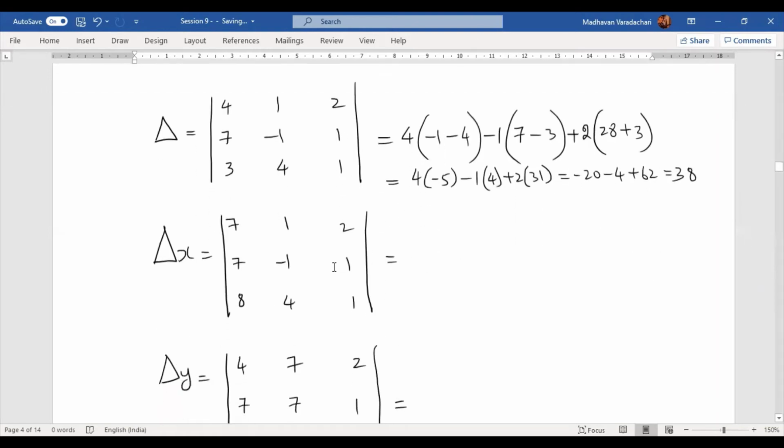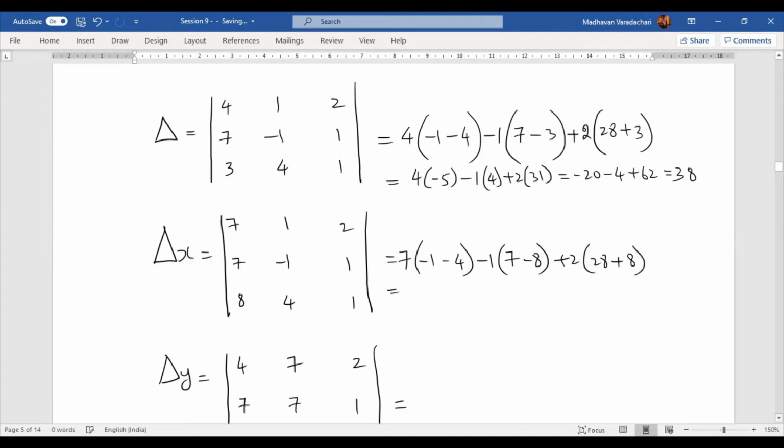Now let us evaluate the next determinant. Again expanding through the first row. So 7 times minus 1 into 1, minus 1, 4 into 1, minus 4, minus 1 times 7 into 1, 7, 8 into 1, minus 8, plus 2 times 7 into 4, 28, 8 into minus 1, minus 8, there is already a minus, minus of minus 8 becomes plus 8.